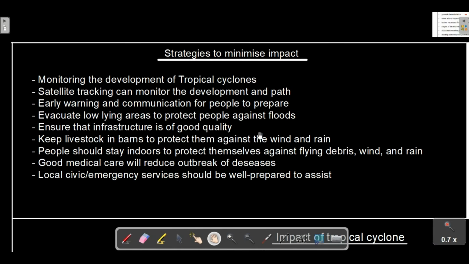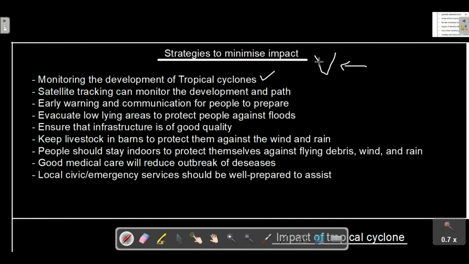And then lastly, the strategies to minimize the impact. What can we do? Remember, we cannot prevent tropical cyclones. We can minimize the impact they have. So the first thing we can do is to monitor the development of tropical cyclones. If you can monitor them, we mean that we observe them. Are they developing? What is happening currently? Do we have a tropical cyclone that is going to approach a certain country?